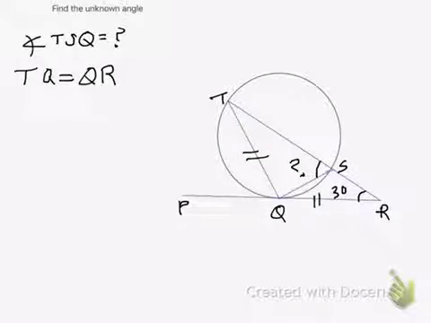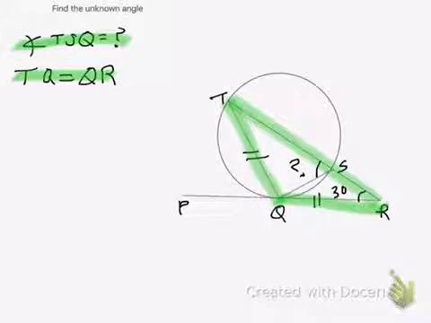Here we have to find the value of angle TSQ, which is unknown, and we are given that the side TQ is equal to side QR. Here TQ is equal to QR. This makes triangle TQR an isosceles triangle.